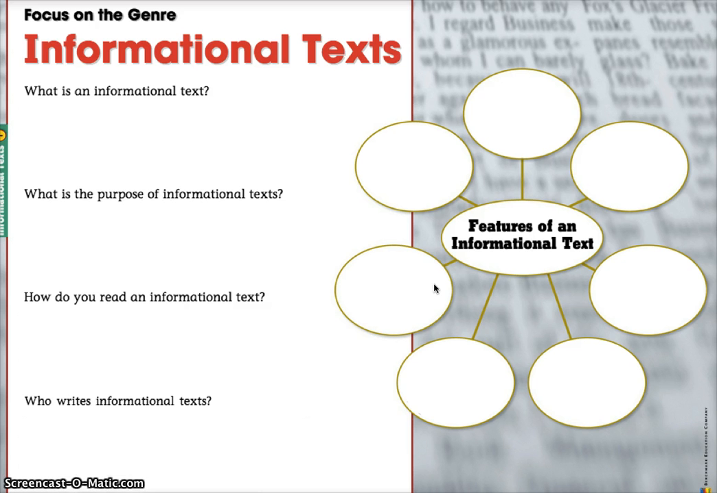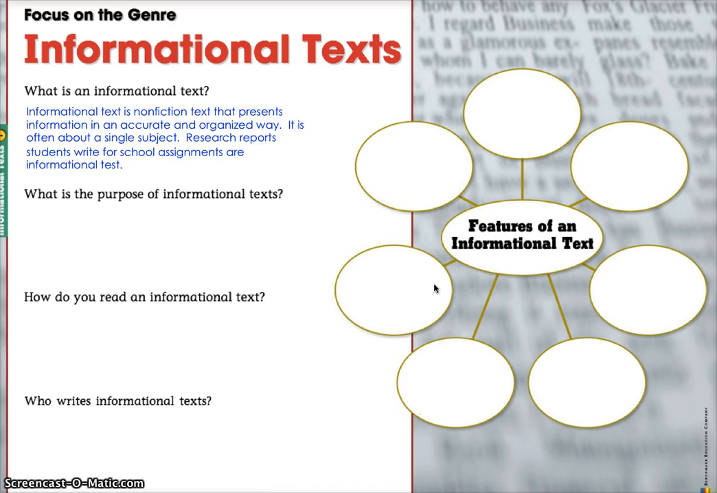All right, ladies and gentlemen. So in terms of what an informational text is, an informational text is nonfiction text that presents information in an accurate and organized way. It is often about a single subject. Research reports students write for school assignments are informational text. I apologize here. Not good typing on my part.